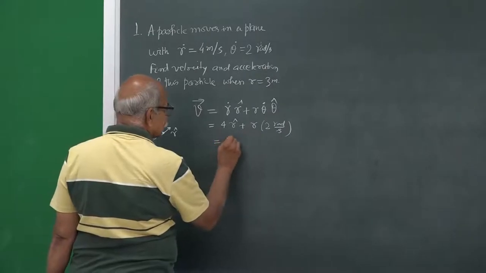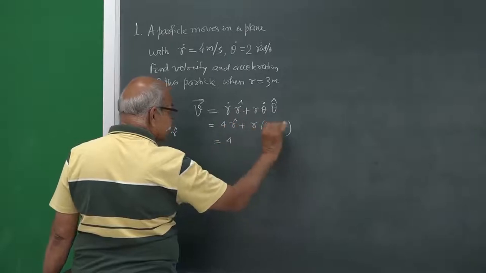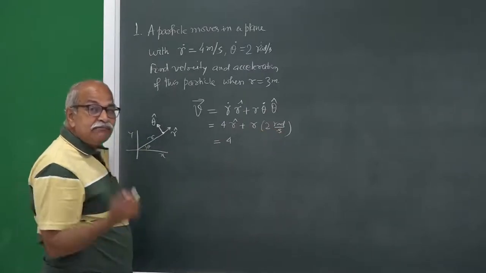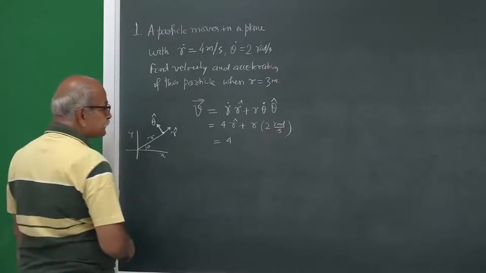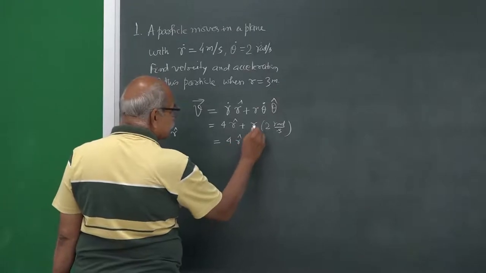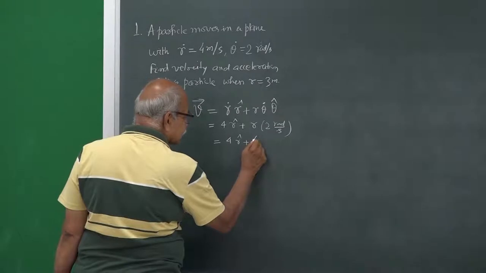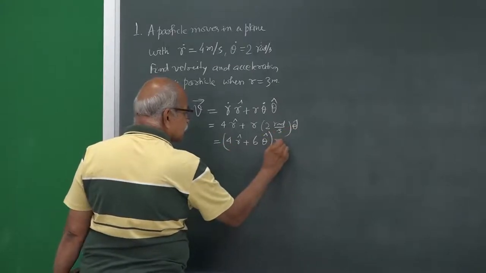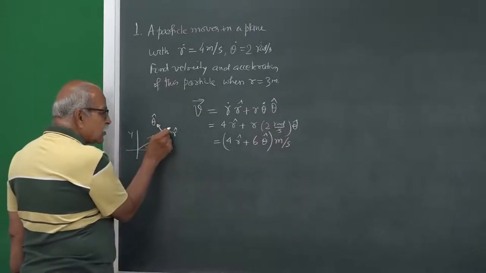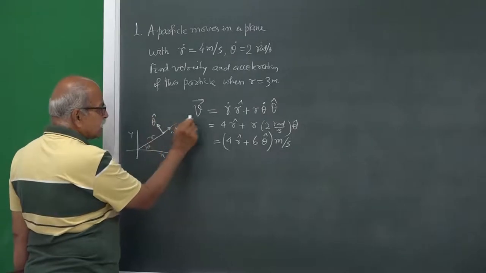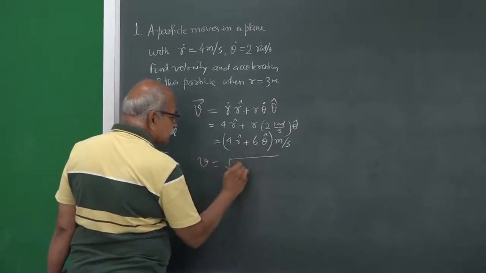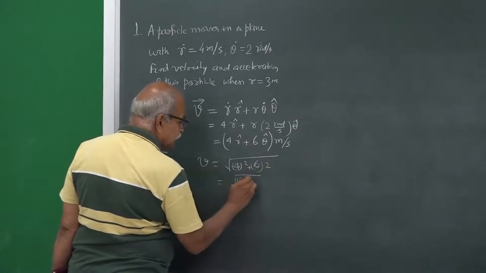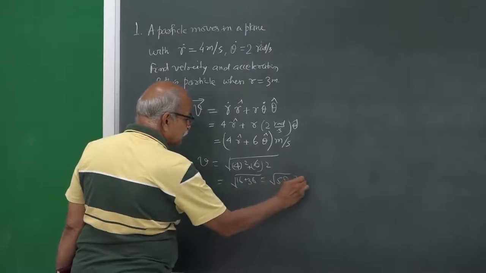So you can put this 3 here. Finally it will be in meter per second, so remember that. I am using only the numerical values here, but the velocity will come out to be in meter per second because we are feeding all SI data. So this is 4 times r cap plus 3 into 2 is 6, theta cap, so that is the velocity, meter per second. In this direction the component is 4 units, and in this direction the component is 6 units. If you want speed, it is just the square root of 4 square plus 6 square. So 16 plus 36, that is square root of 52 meter per second, that is the speed.